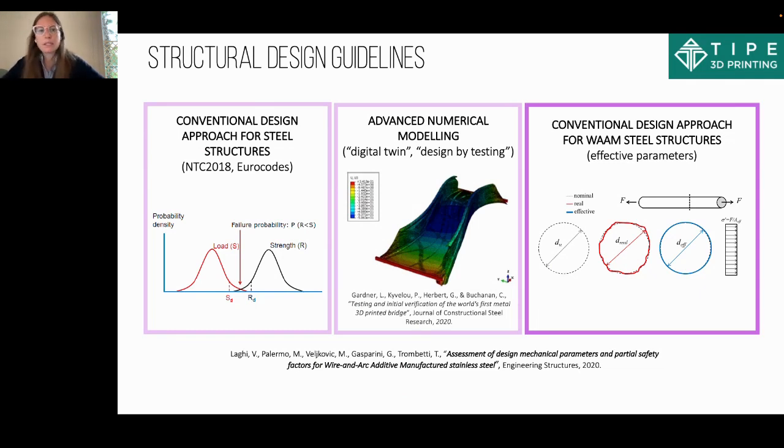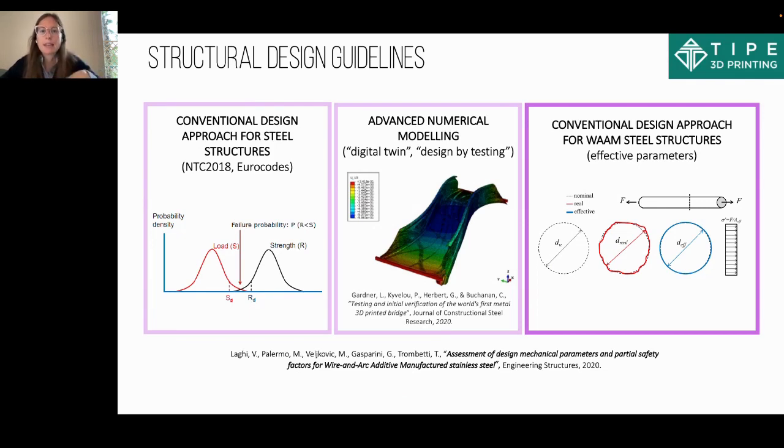What has usually been done is advanced numerical modeling, what is called digital twin or digital shadow, design assisted by testing. So you need to carry out many tests for every new project that concerns new guidelines, new designs, or new materials. But that's not really feasible for large-scale applications in construction. If we want to increase the application of this new material in construction, we need to come up with new solutions.